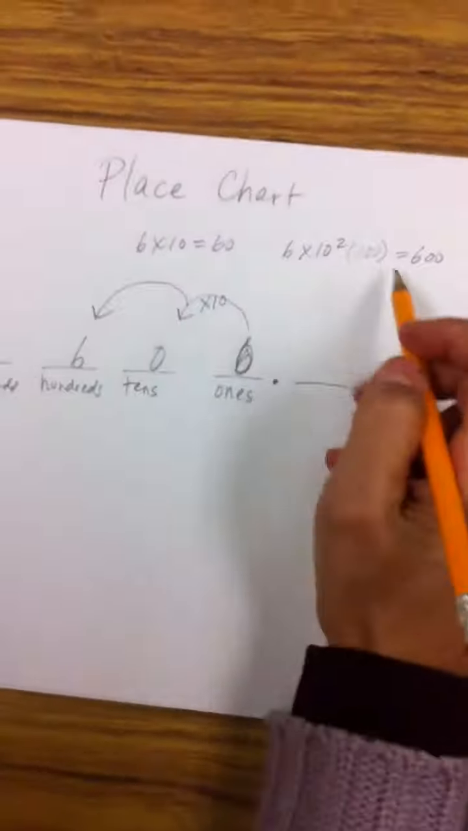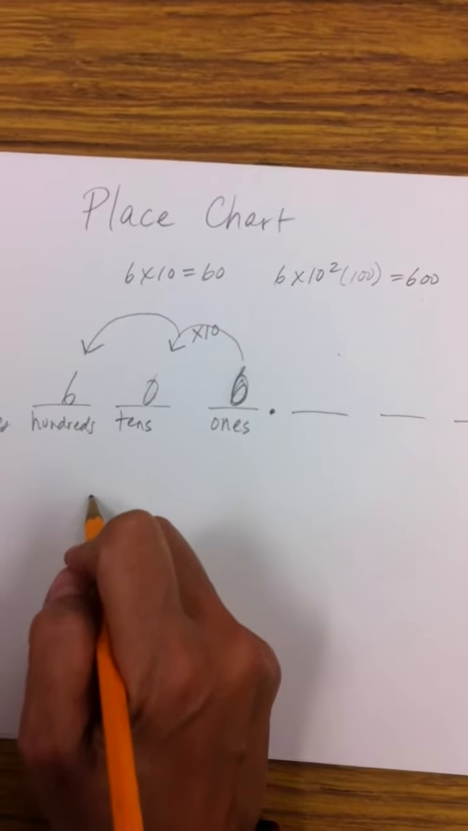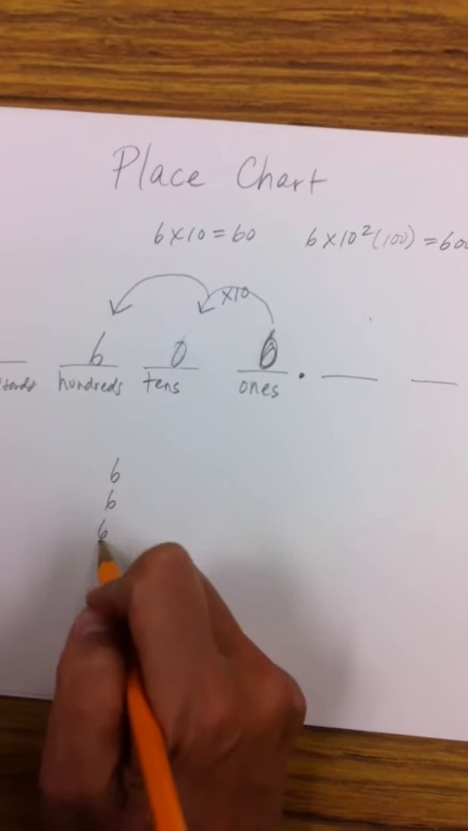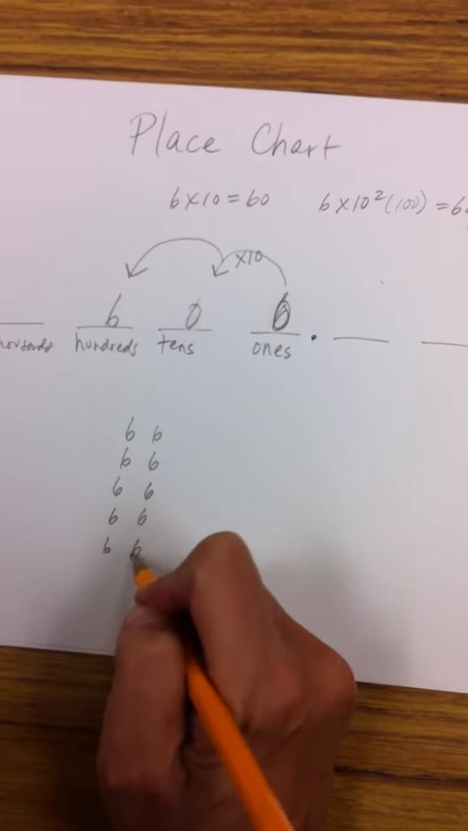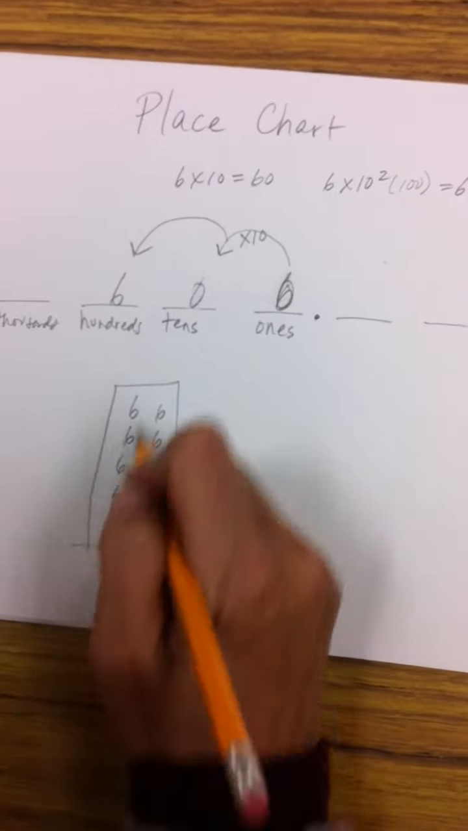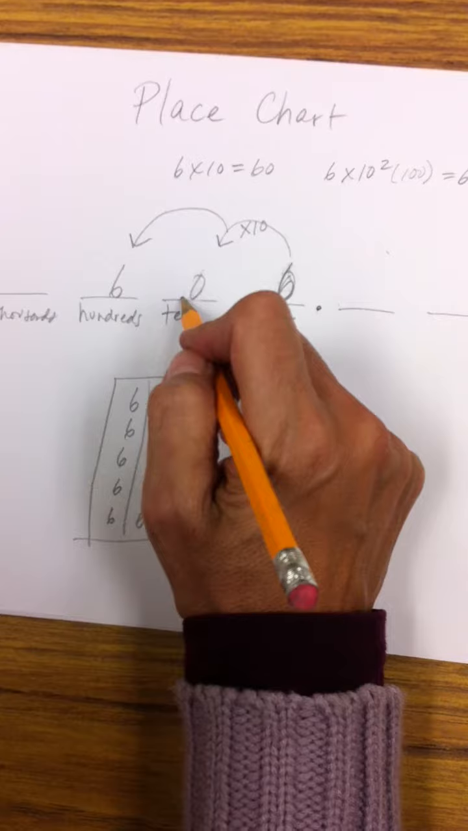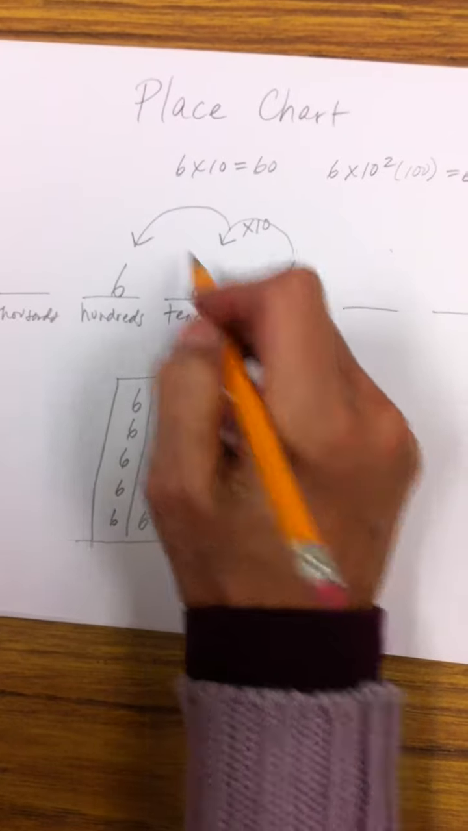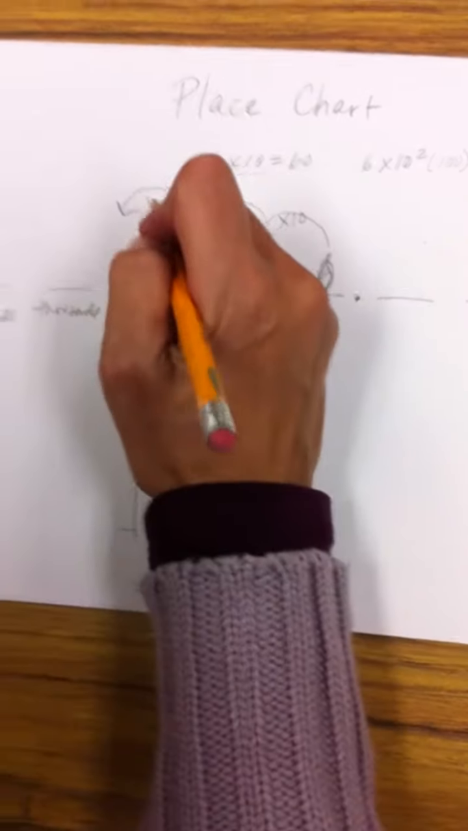So this was really easy for the kids to come up to work with. We could even do something like this, where we added 6 10 times and made something like this, and talked about how 6 10 times would be moving over to the tens place. So every time we multiply by 10, we move over to the left.